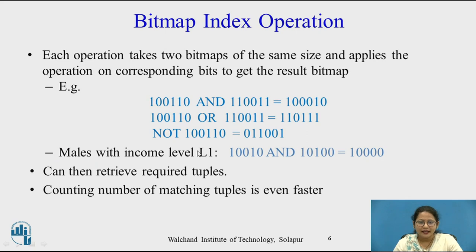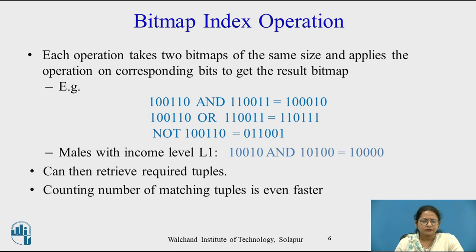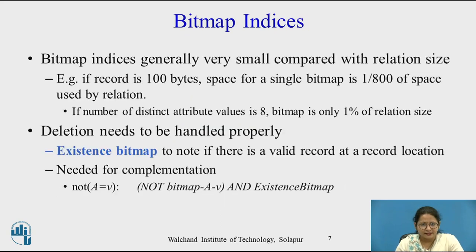So if we fire a query, find a record with gender male and income level L1, we are going to perform an AND operation on the 2 bitmaps of male and income level L1. So 1, then 40 means record number 1, and it will return you ID 76766, meaning gender male with income level L1. So we can then retrieve the required tuples, and counting the number of matching tuples is even faster.